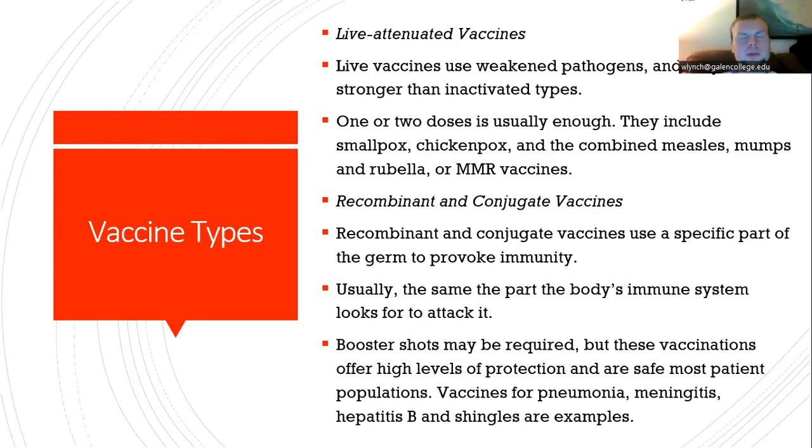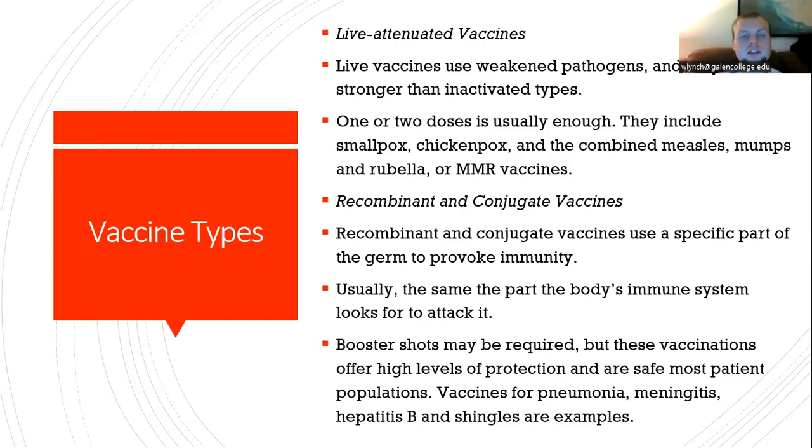Our third type is going to be recombinant or conjugate vaccines. These are where we have a specific part of a germ genome, we have a specific section of a pathogen that we take and transplant it into the body. Okay, so the vaccines are taking a specific part of a germ, i.e., its antigen, which is recognized on the surface of that cell to evoke an immune response. Right. Usually, we're going to have the same part of the body's immune system that is going to look to attack it. Right. Booster shots of this are usually not particularly necessary, but might be required.